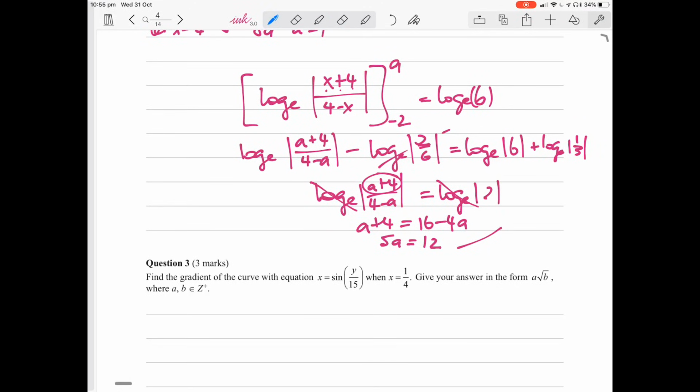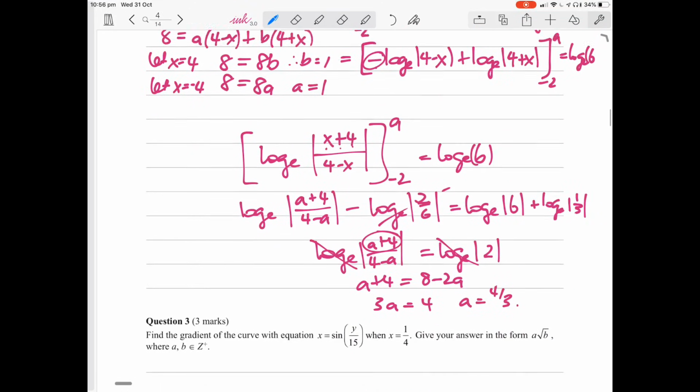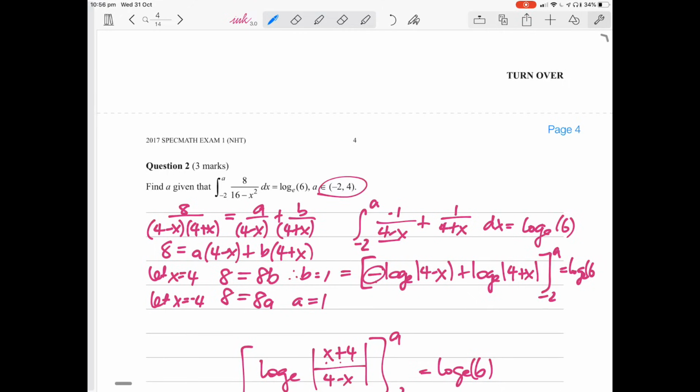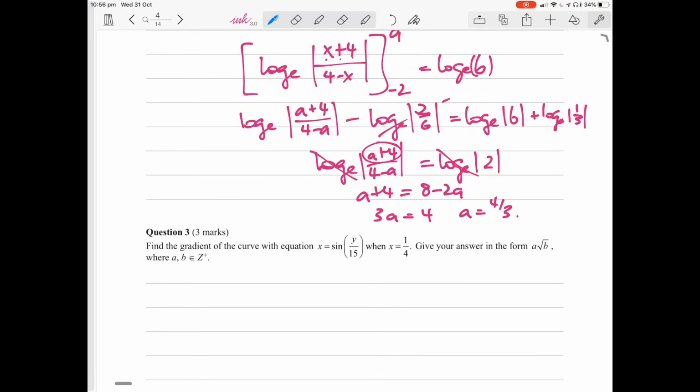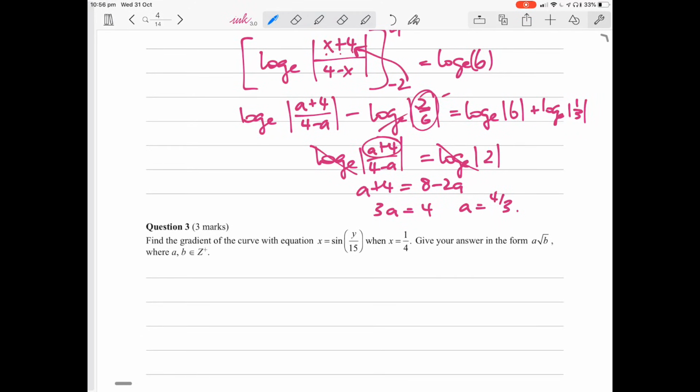I don't remember getting this answer last year, which means that is going to be 8 minus 2a. So 3a is equal to 4, and a is equal to 4 on 3. That sounds better, which is less than 4. So it seems pretty feasible that would be the correct answer. Yeah, so here, I don't know why, when I put -2 into that, I got 4, but it's -2 plus 4, which is 2.